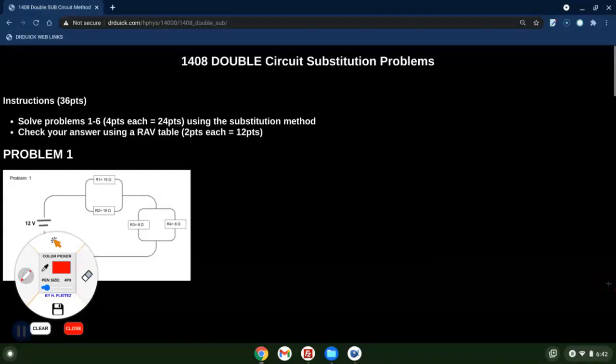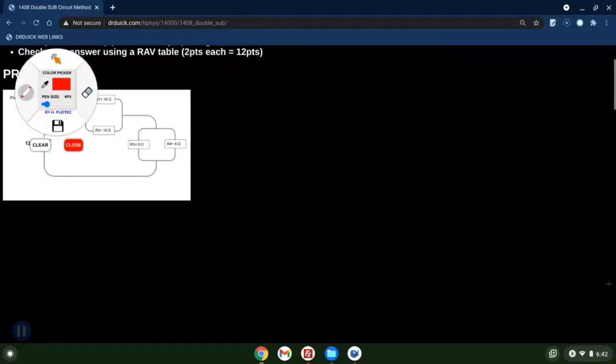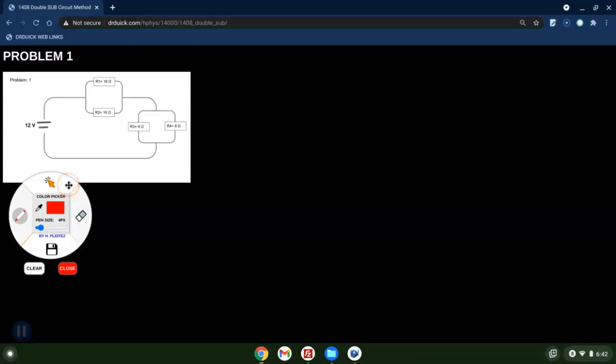Let's talk about the concept of double circuit substitution problems. It's a little strange, requires a little more intellectual horsepower. I'm going to show you how this works. I'm going to do that first problem for you, and obviously it'll be posted above the start of this entire section of problems. I'm going to do what I normally do as far as writing my equation.